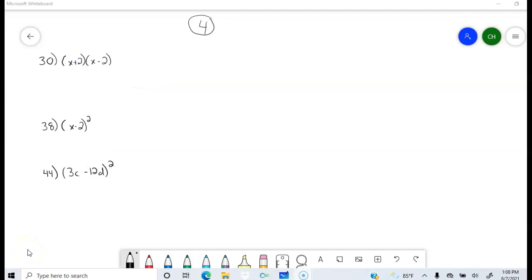So number 30 is a special method of FOIL. We're multiplying two binomials, but they're conjugates. What makes them conjugates is they're exactly the same except for the sign in the middle. You've got the quantity of x plus 2 times the quantity of x minus 2.